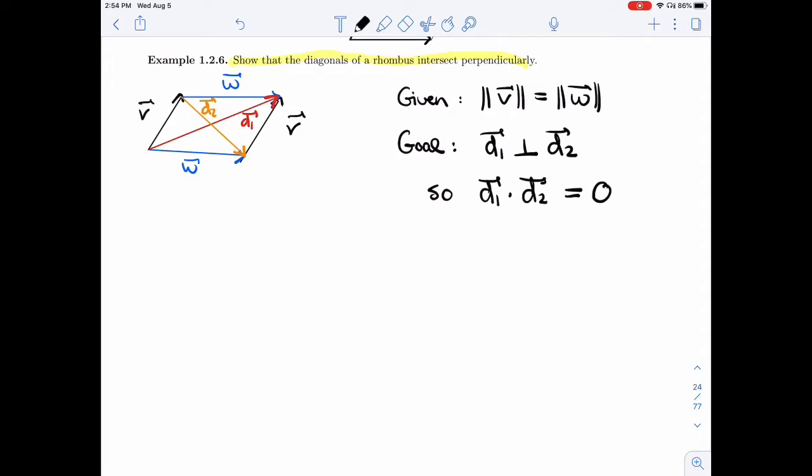I'm going to work to get an expression of D1 and D2 using the vectors V and W, because all the information I'm given is in terms of V and W. So D1, that's the red one. We've already done this, but let's do it again. So I want to start here and end here. I could go either way. Let's go up. So I do V first, same direction as the arrow. So that's plus V. And then I follow W, again same direction as the arrow. So V plus W.